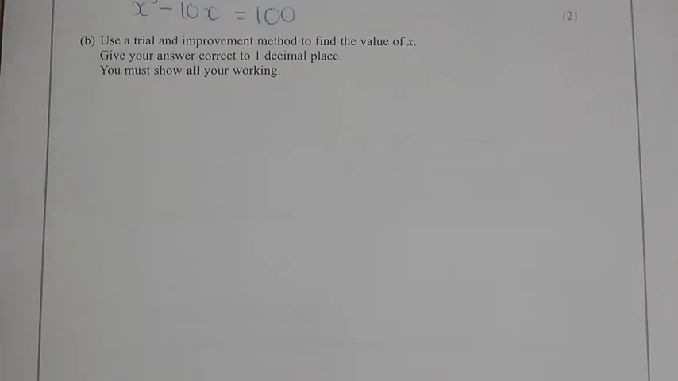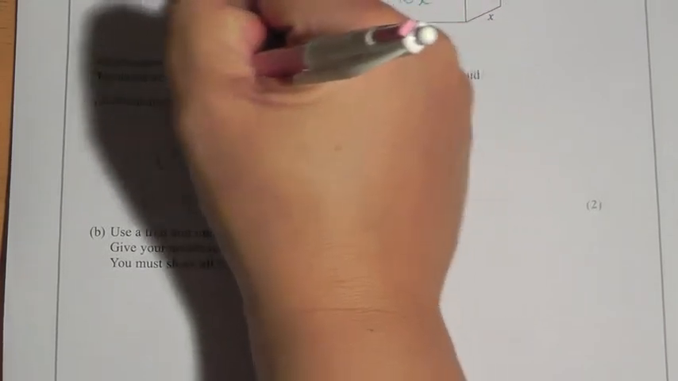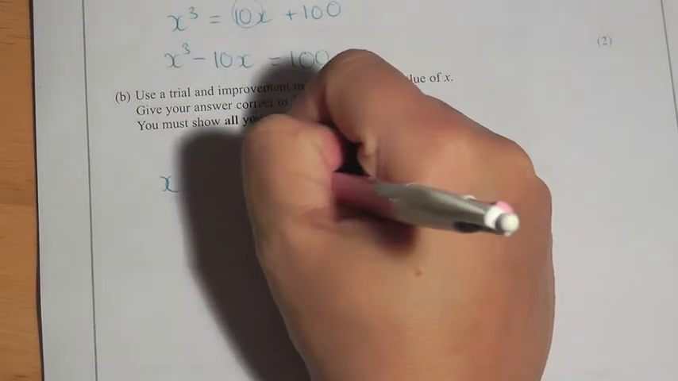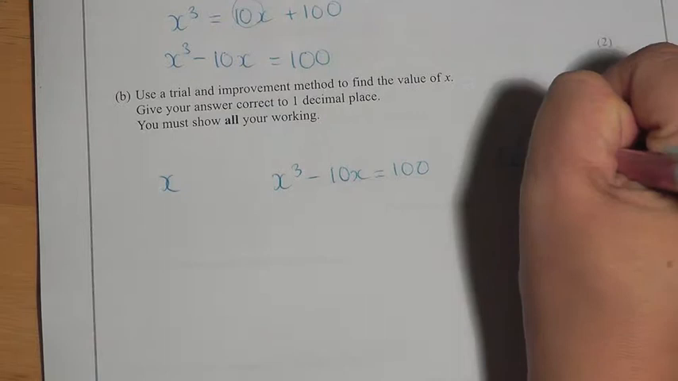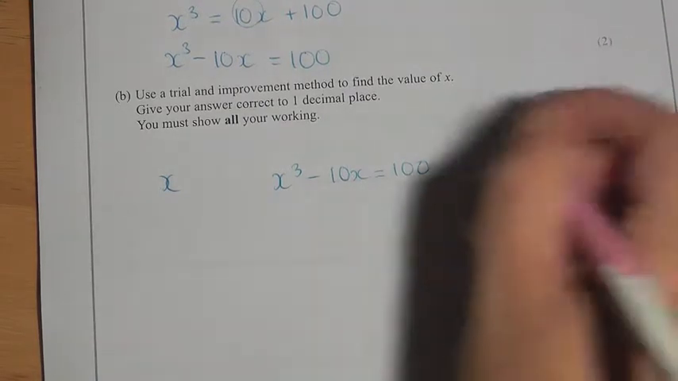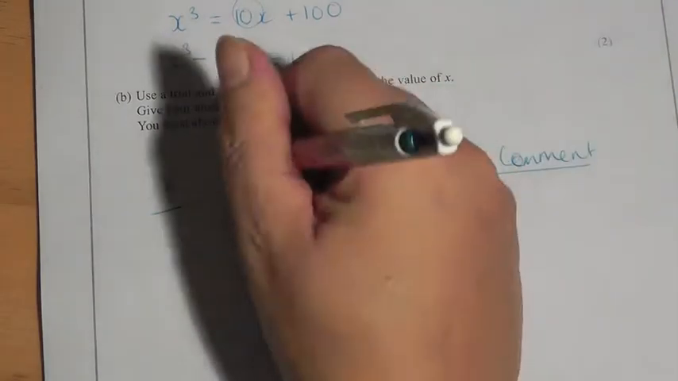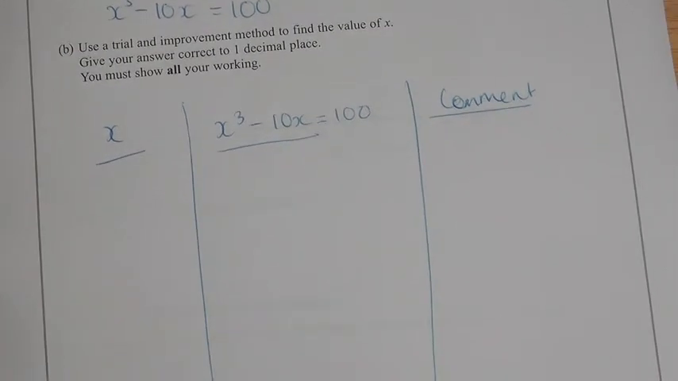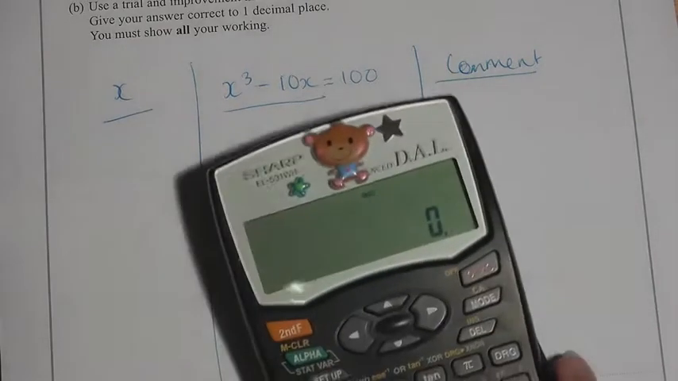The second part of the question asks you to use trial and improvement to find the value of x, and you're going to use this equation for your trial and improvement. So 3 columns, 1 for x, 1 for x cubed minus 10x equals 100, and 1 for your comment. Now they haven't given you a number to start with, so you're just going to need to use a calculator to pick a number that it could be and work from there.